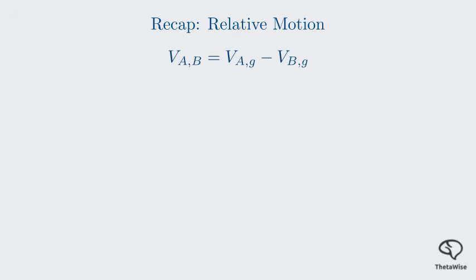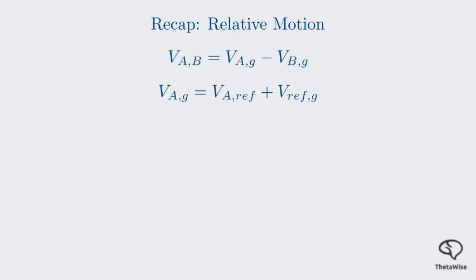A related concept is vector addition. When we have velocities relative to an intermediate reference frame, like a man on a train or a boat in a river, we add the velocities to find the ground velocity. For example, the velocity of the man on the train relative to the ground is his velocity relative to the train plus the velocity of the train relative to the ground.